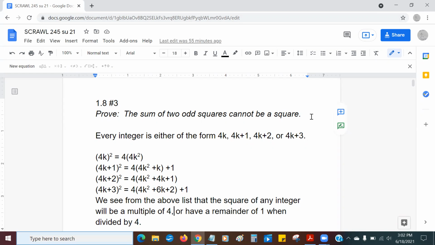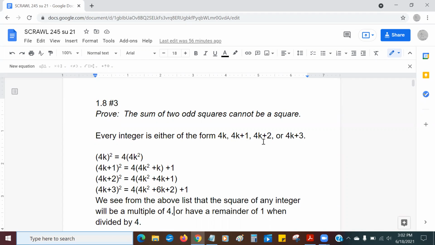So, it's a couple of things. One is that every integer is either of the form 4k, 4k plus 1, 4k plus 2, or 4k plus 3. In other words, if an integer is divisible by 4, it's of the form 4k. If an integer has a remainder of 1 when you divide it by 4, then the integer is of the form 4k plus 1. For example, the number 21 is 4 times 5 plus 1, so k equals 5.